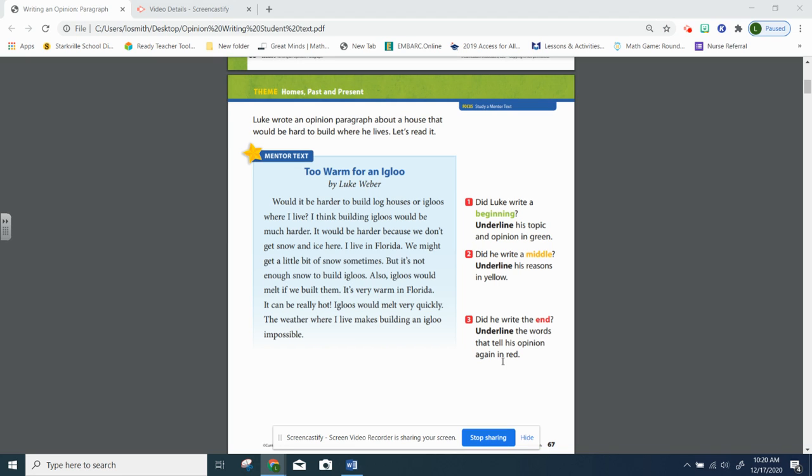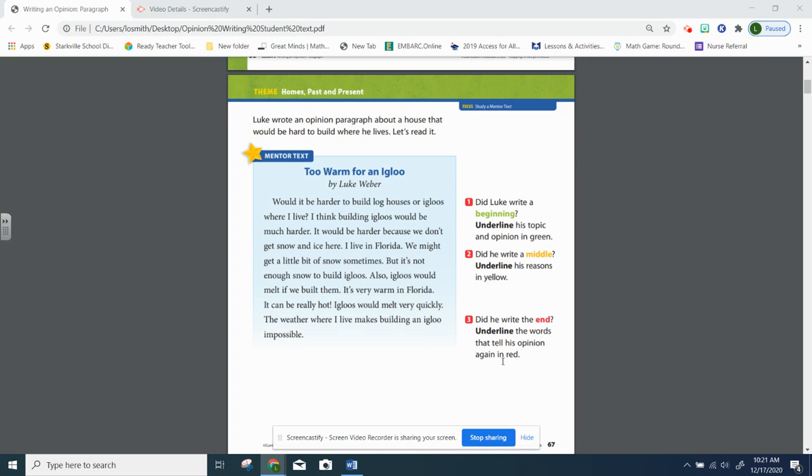Today we're going to look at a mentor text on opinion writing. We're going to look at Luke's opinion paragraph about a house that's hard to build. Pay close attention to Luke's opinion. Luke wrote an opinion paragraph about a house that would be hard to build where he lives.